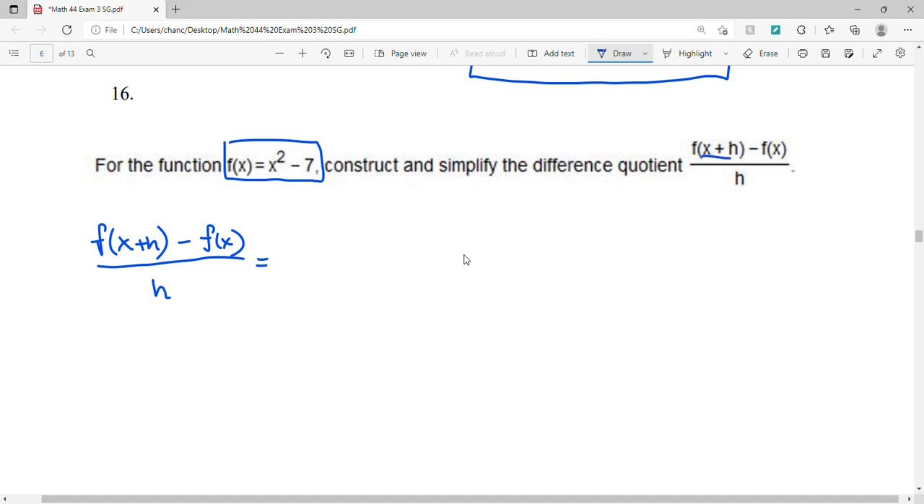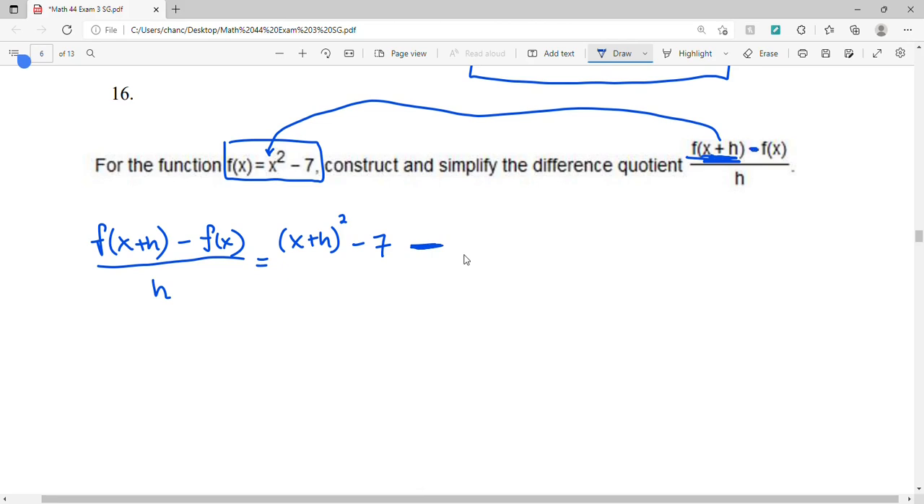So the first part is to substitute that x plus h into the original function. So this is x plus h squared minus 7. That's the first part. The second part is to subtract f of x, which is the whole thing, x squared minus 7. Then we can divide this by h.